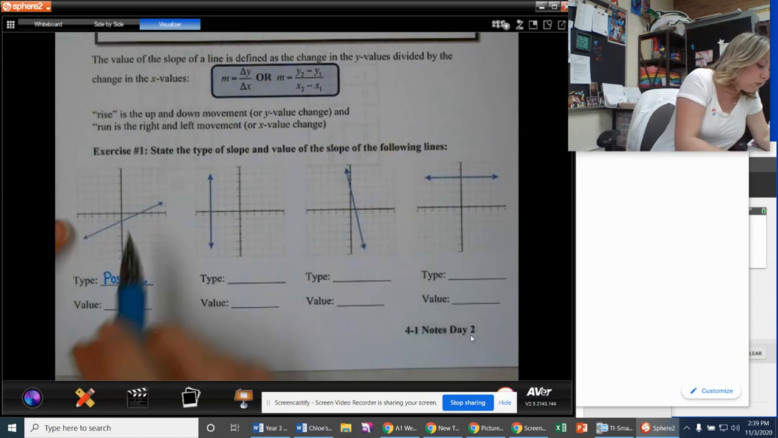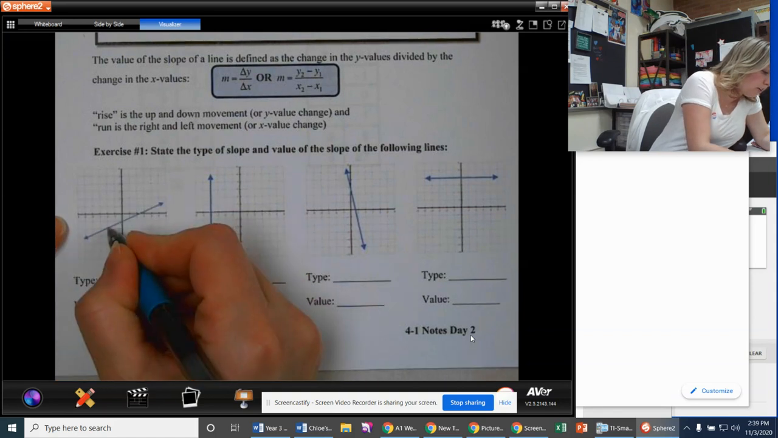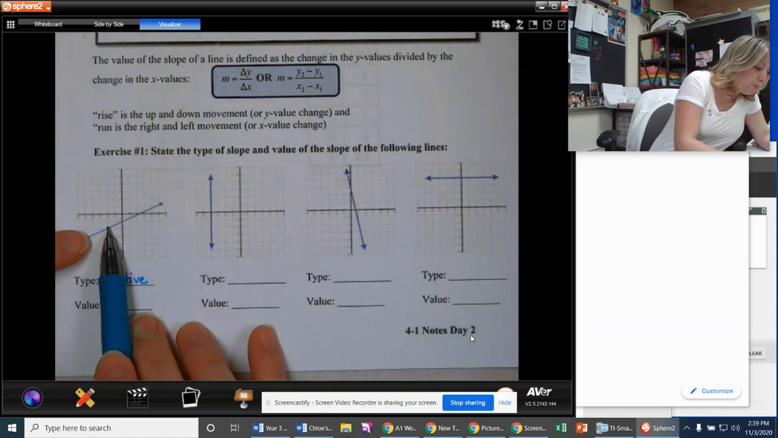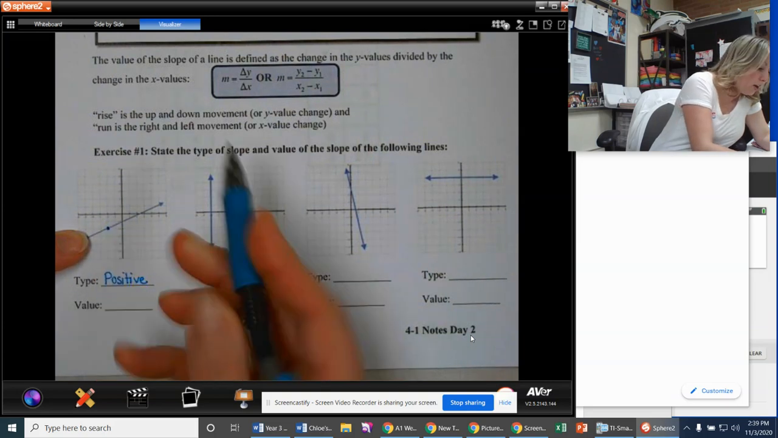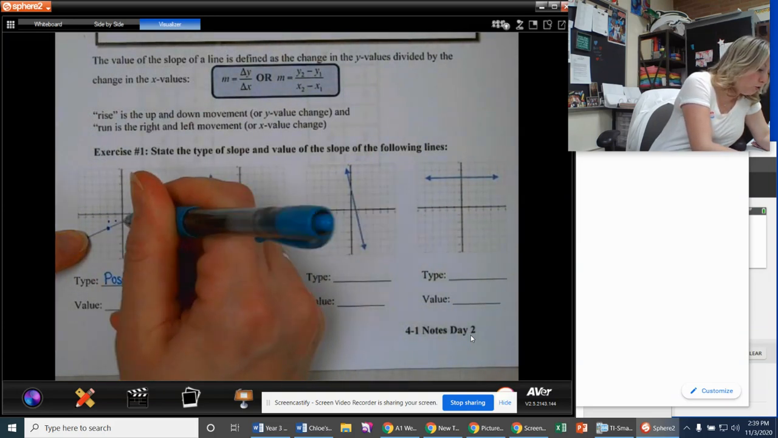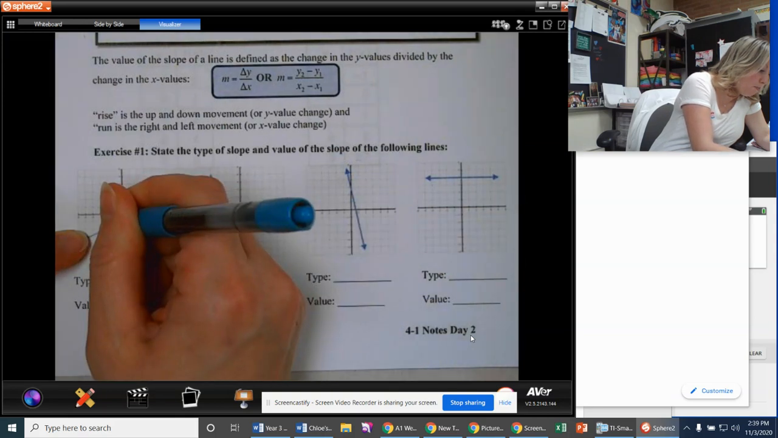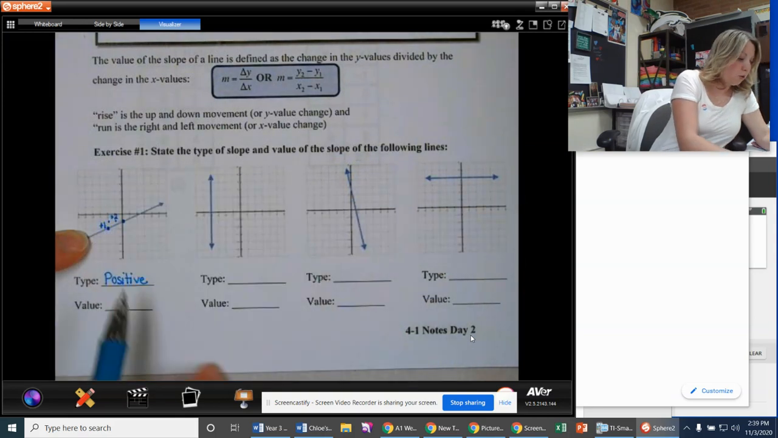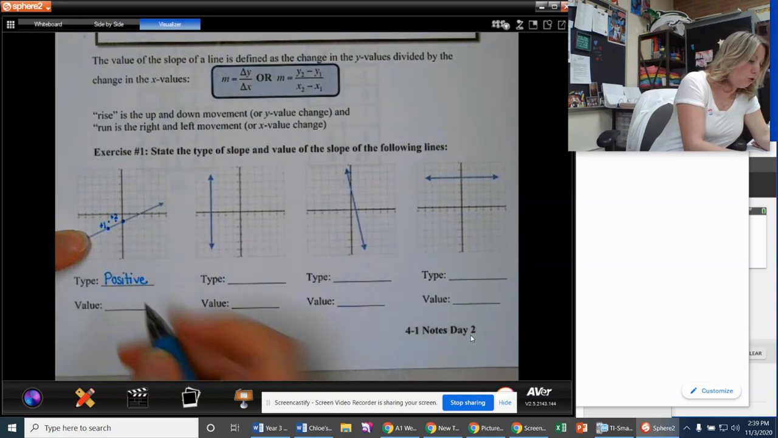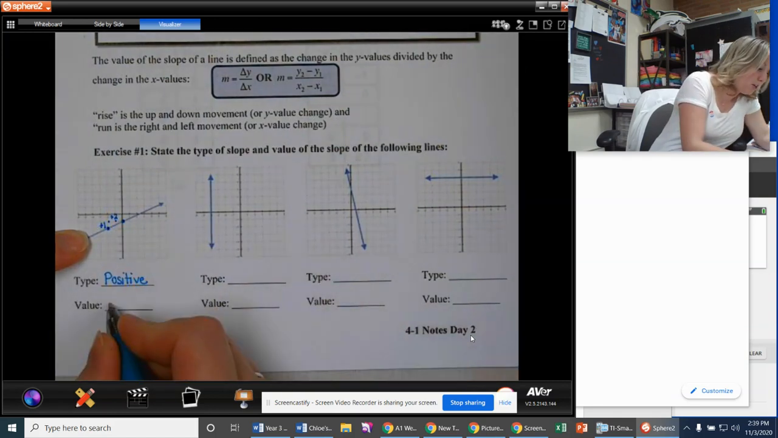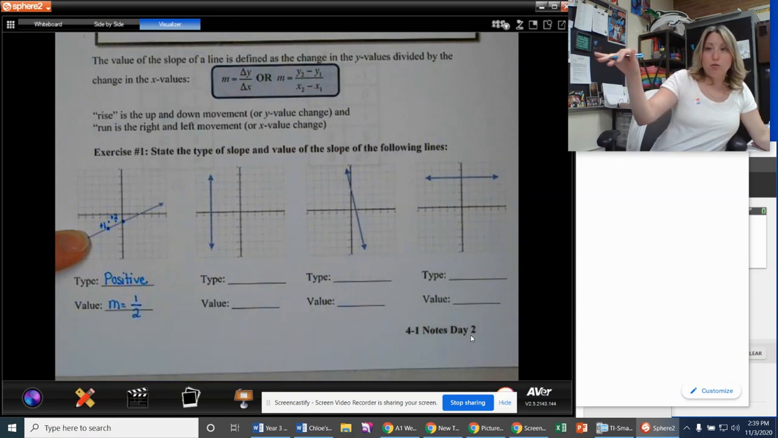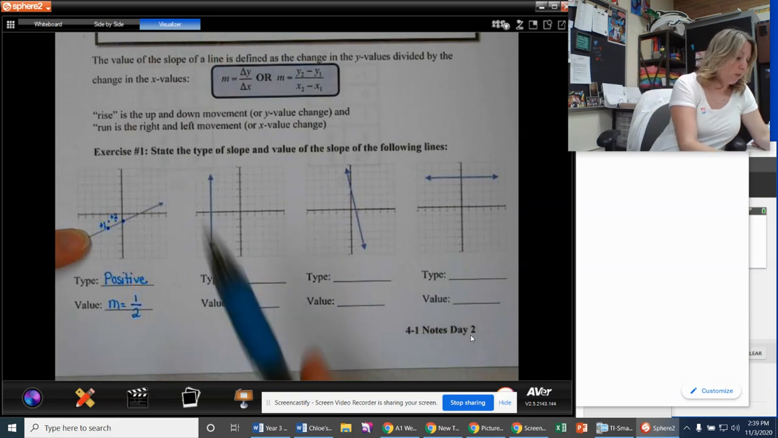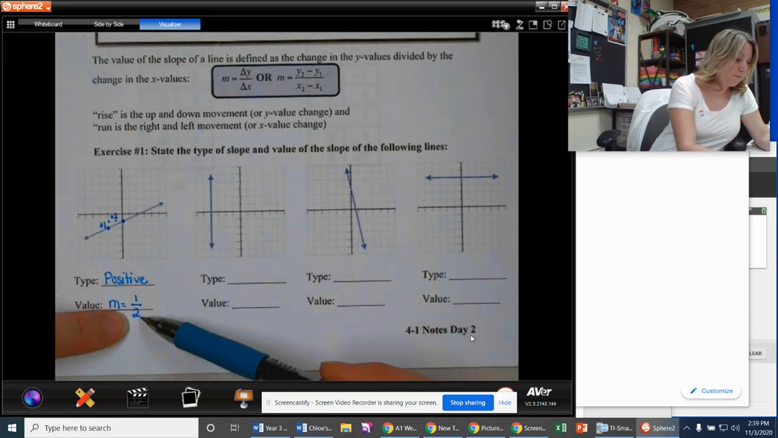Let's count. I'm looking for a point left to right, and here's one right here. Now, from here, I know that I will count up 1 and then right 2 to get to the next point. Up 1, right 2. So positive 1 up, positive 2 right. That would be a slope of 1/2. Rise over run. How much did I go up or down? How much did I go left or right? Okay, up or down, left or right.